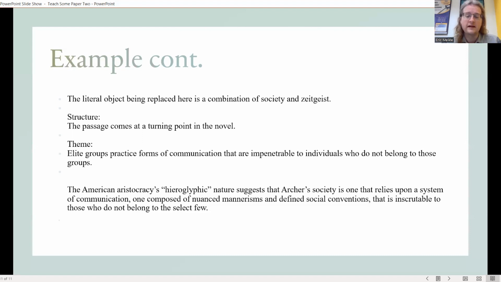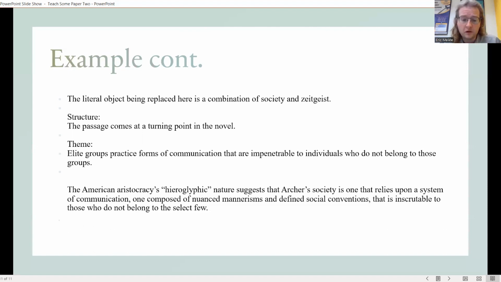And from this analysis, we take it all together, taking that connotation, describing the place of the metaphor, connecting it to that larger theme, and we get an analytical sentence that can read as follows. The American aristocracy's hieroglyphic nature suggests that Archer's society is one that relies upon a system of communication, one composed of nuanced mannerisms and defined social conventions that is inscrutable to those who do not belong to the select few.